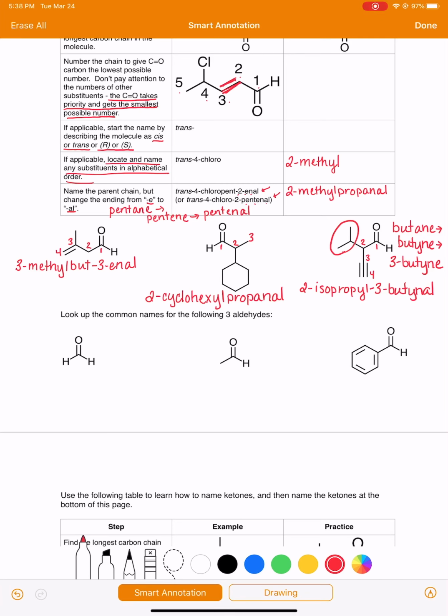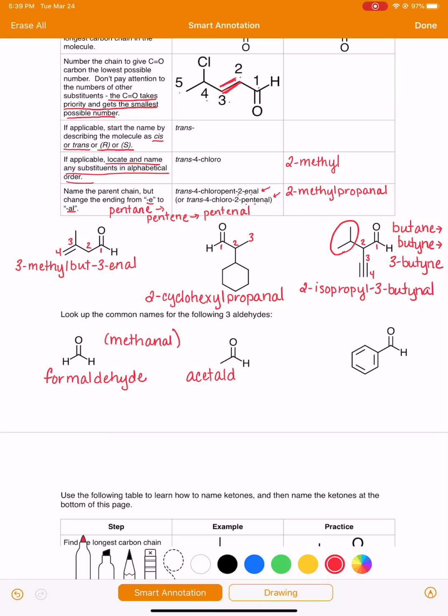There are 3 aldehydes that you need to know by their common name. This little guy right here, its common name is formaldehyde. Its IUPAC name is methanal. Next little guy over, its common name is acetaldehyde, kind of like acetic acid. Its IUPAC name is ethanal.